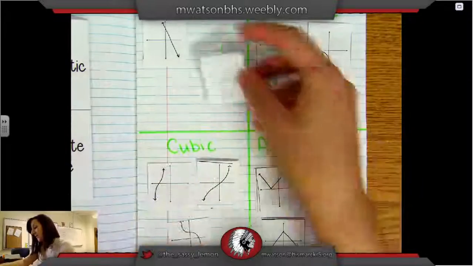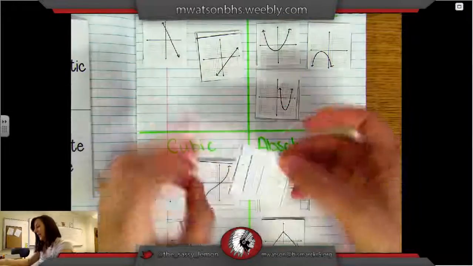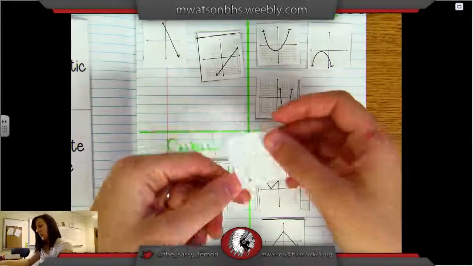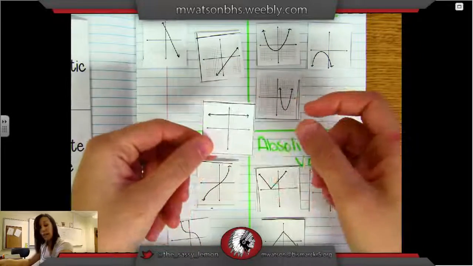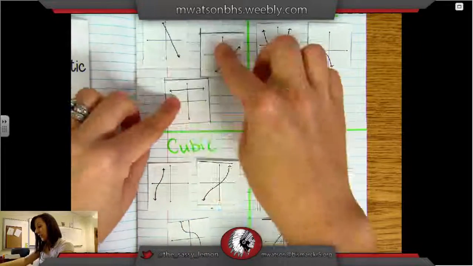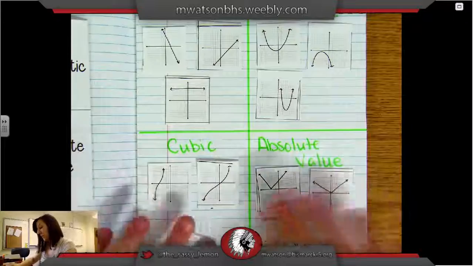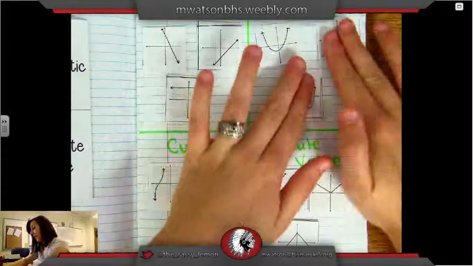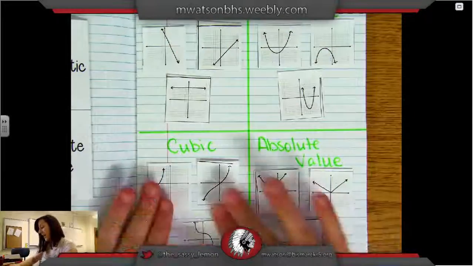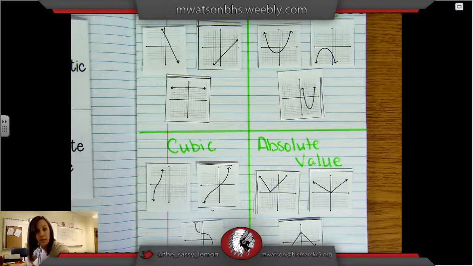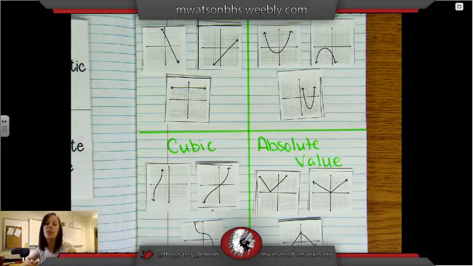And then my last two are straight lines. And even if it's a vertical or, well, that's not a function. If it's a horizontal line, that's still a linear function. So now that you have them all correct, go ahead and lay them down and glue them. And then once you're done with that, I want you guys to work on your homework.